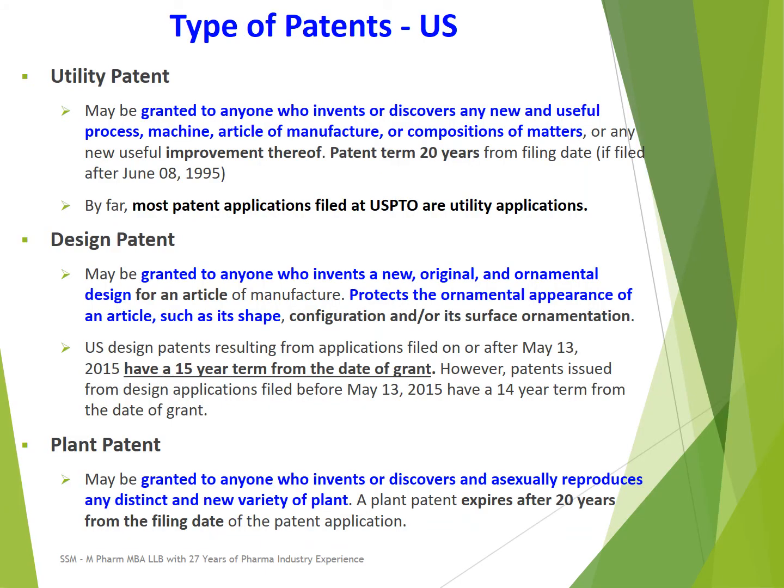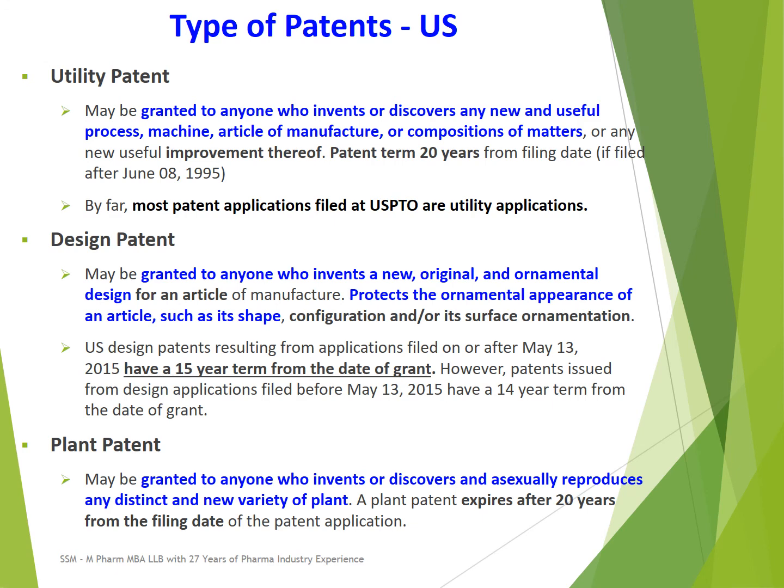The last slide is on types of patents in US. Basically 3 types: utility patents, design patents, and plant patents. Utility patent, basically all pharma patents are covered in utility patents. Utility patent may be granted to anyone who invents or discovers any new or useful process, maybe a new machine, maybe new article of manufacture, maybe composition of matter, or any new useful improvement thereof.